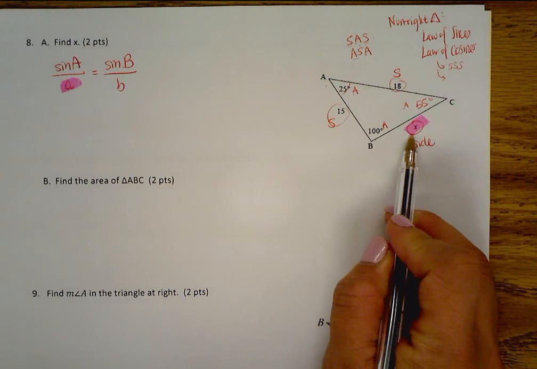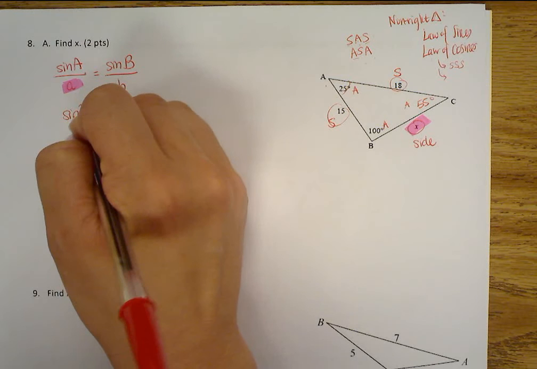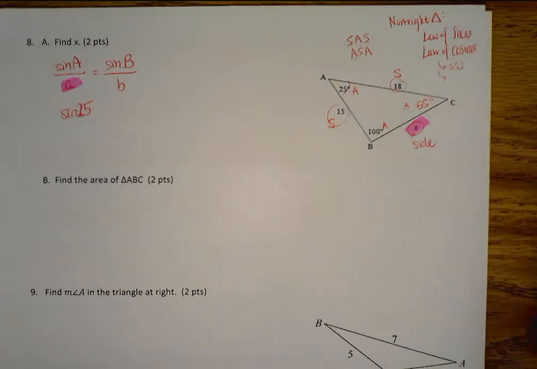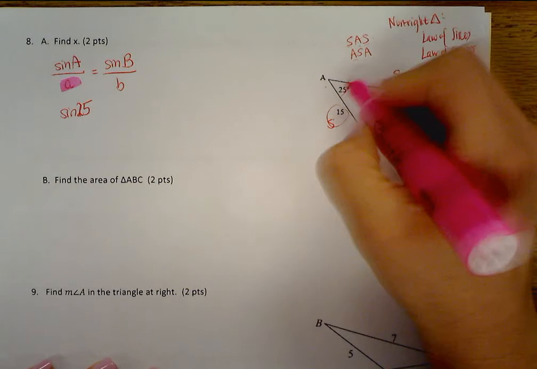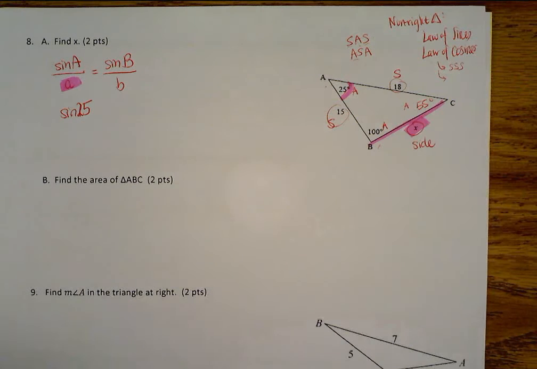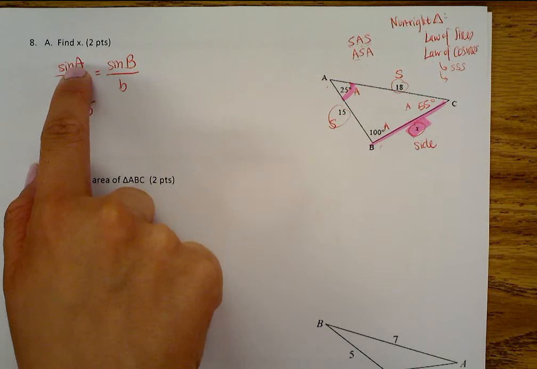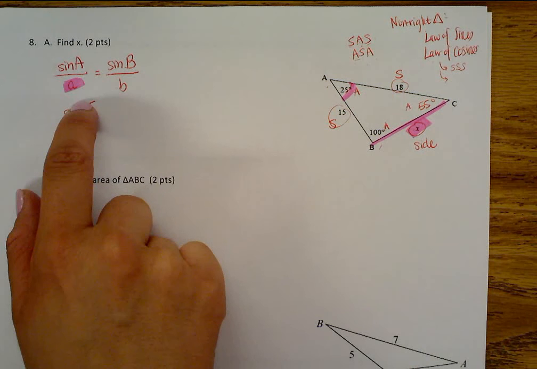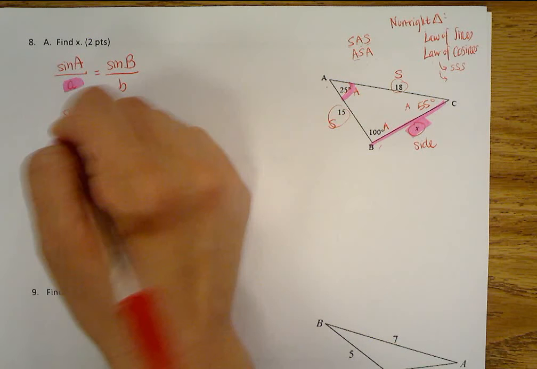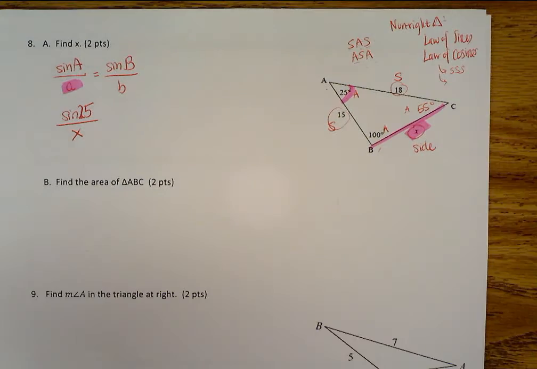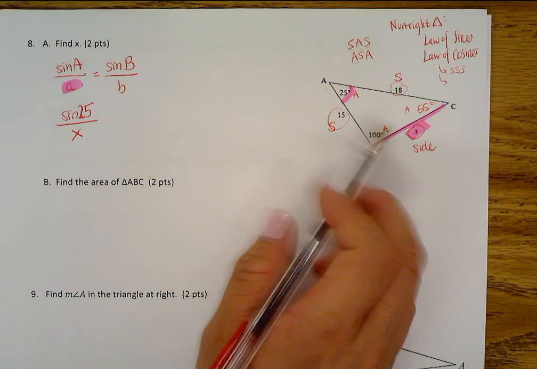So sine of 25, but why? Because if I use this side, I have to use the angle that's across from it, okay? So the sine of some angle has to be over the side that's opposite to that angle. And since I want to use this missing side, because that's what I'm trying to find, x and 25 are across from each other, right? So that's why I need to do that.